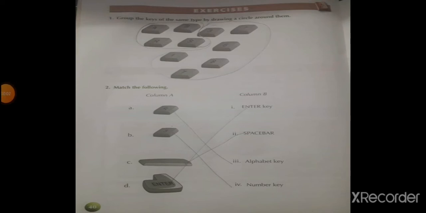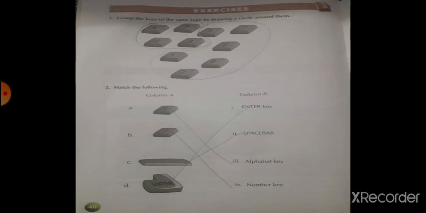Now, as we are done with the chapter, let's move to the exercise of your textbook. So, all of you open page 40. Question number 1. Group the keys of the same type by drawing a circle around them. In the picture, two types of keys are given, alphabet keys and number keys.